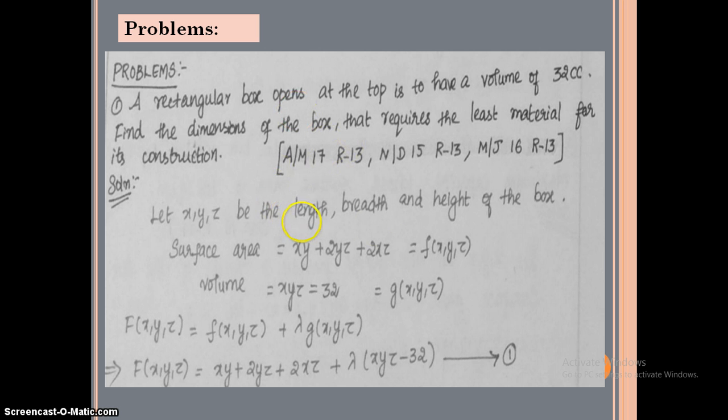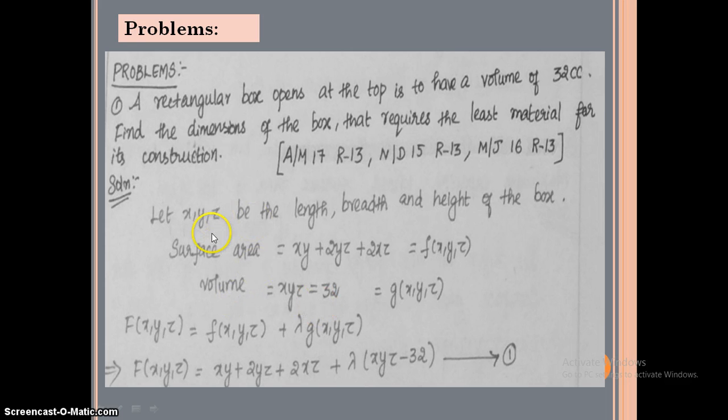So we get the surface area as xy plus 2yz plus 2xz, or we can write it as 2xy plus 2yz plus xz, that is also right. This is not a fixed form; we can write it in 3 ways when finding the surface area here. So I can take xy plus 2yz plus 2xz, that is nothing but f of x comma y comma z. Then the condition is given: the volume of the rectangular box is xyz, so xyz equal to 32 cc is given. That we can take as g of x comma y comma z.